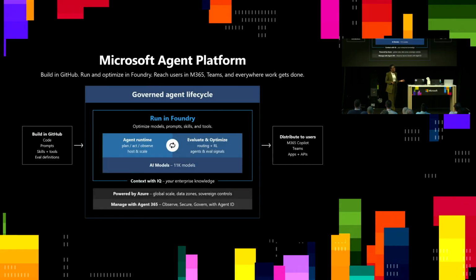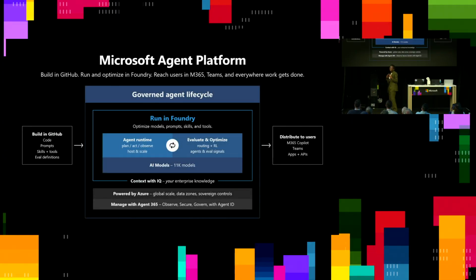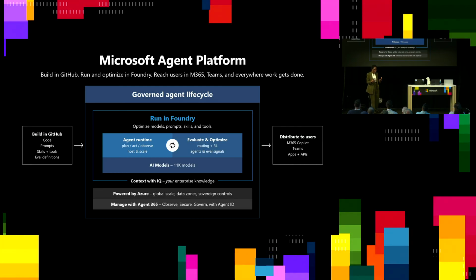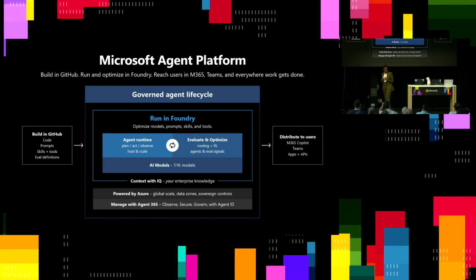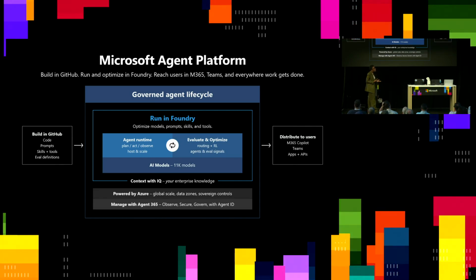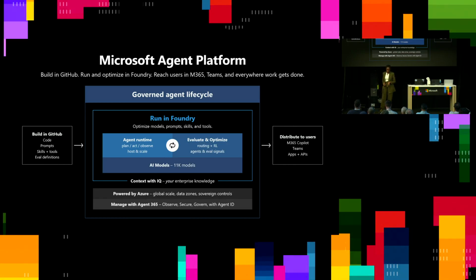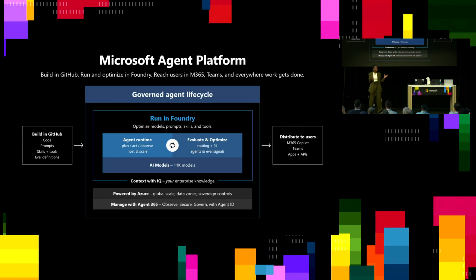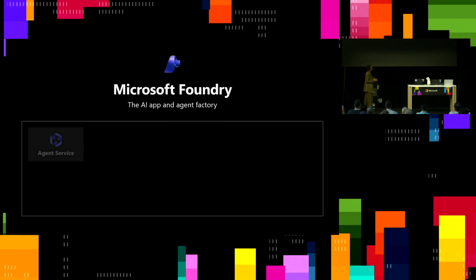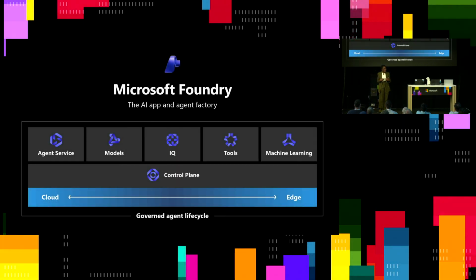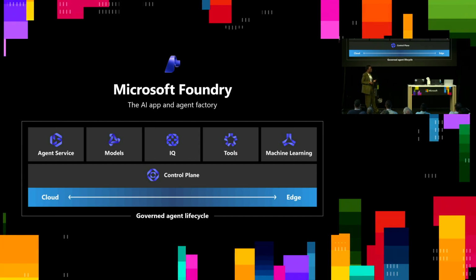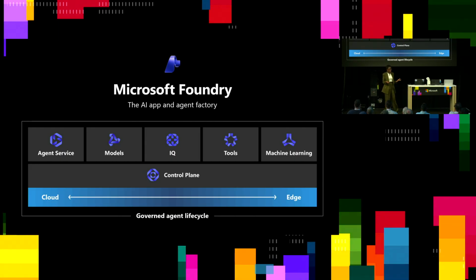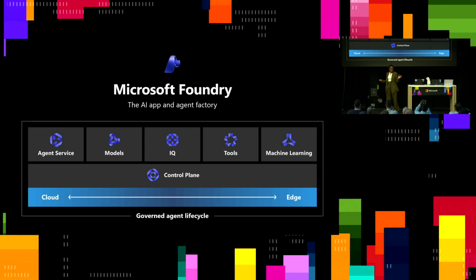But I think we need to start this with what does it mean to build an agent platform here at Microsoft? Well, it starts with building on GitHub, using Foundry as your platform where you can have your agent runtime, optimize your agents, and have all the tools that you need. And you can distribute these through M365. So let's zoom in a little bit more on the tool that I sit in. I work on Microsoft Foundry. Microsoft Foundry allows for you to have your agent services, models, IQ, tools, a control plane, and we enable you to govern the life cycle from cloud to edge, right?